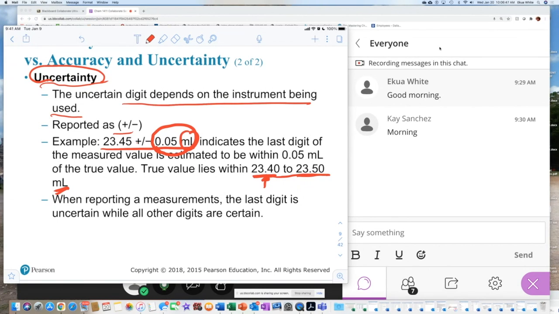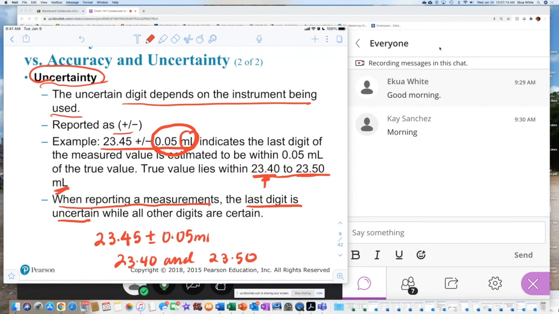So when we're reading numbers, we're being told here, when you're reporting a measurement, the last digit is usually considered uncertain. So if we're looking at this, we read 23.45 plus or minus 0.05 milliliters. So when you round this, the value is between 23.40 and 23.50. So usually this would be reported like that. Oops, 23.4, 23.5, like that. And then this number here will be the uncertain number, the estimated number.